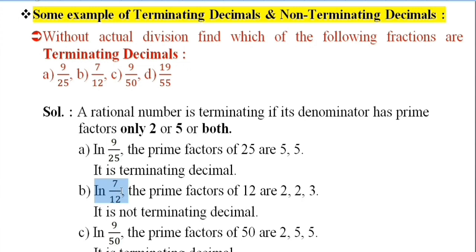B: 7/12. The prime factors of 12 are 2, 2 and 3. It is not a terminating decimal because the prime factors include 3 as well as 2.